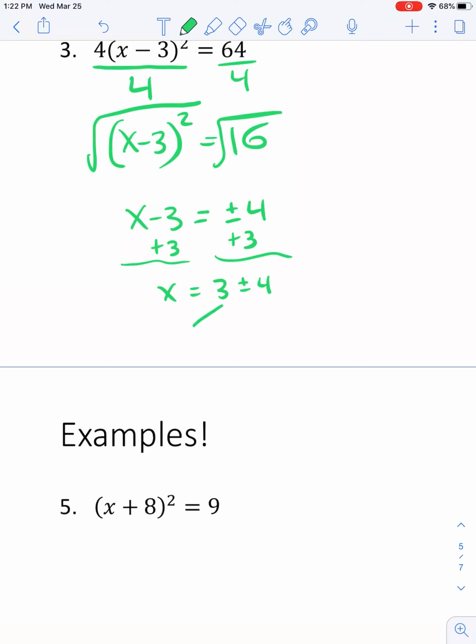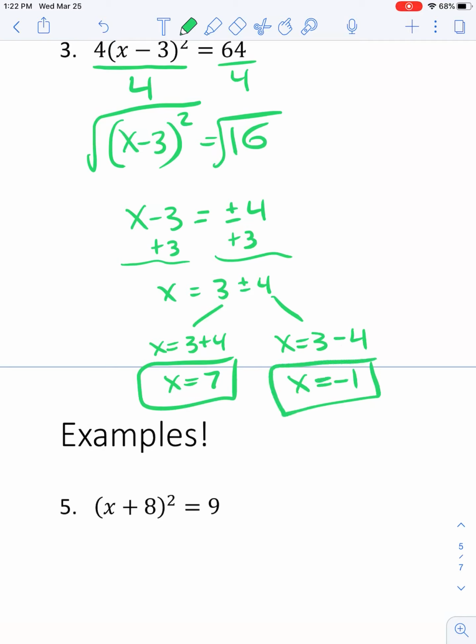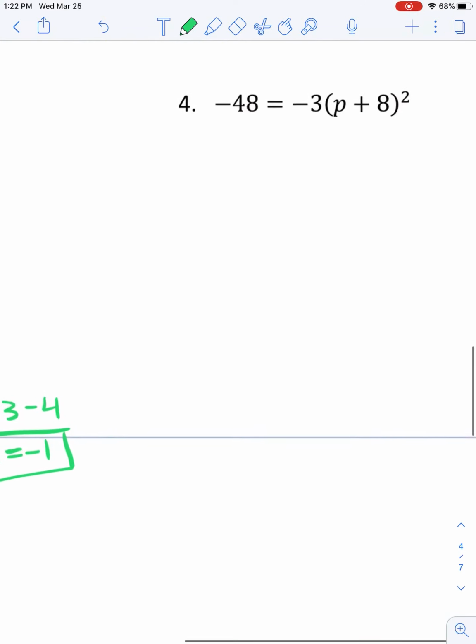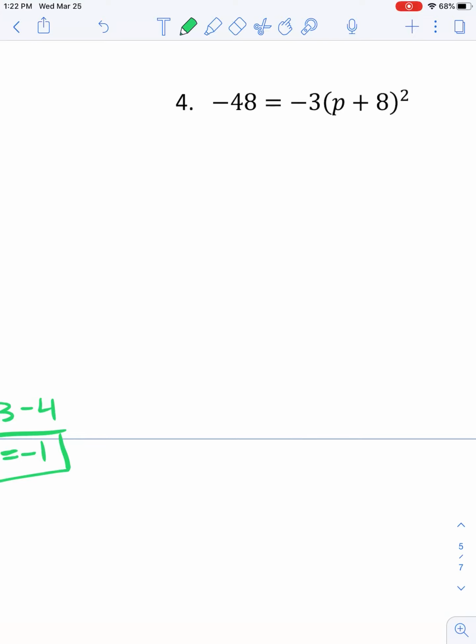And finally, I'm going to split this up. It could be x equals 3 plus 4, which is x equals 7. Or it could be x equals 3 minus 4, which could be x equals negative 1, giving us two different answers. So now, what I would again encourage you to do is to go to the next problem and try this on your own while you pause the video, and then you can go back and look to see if you got it correct.